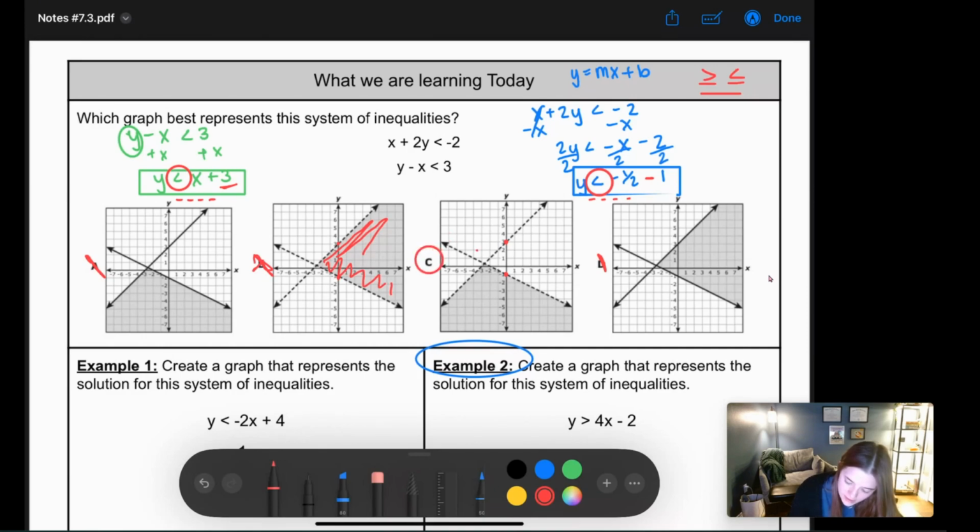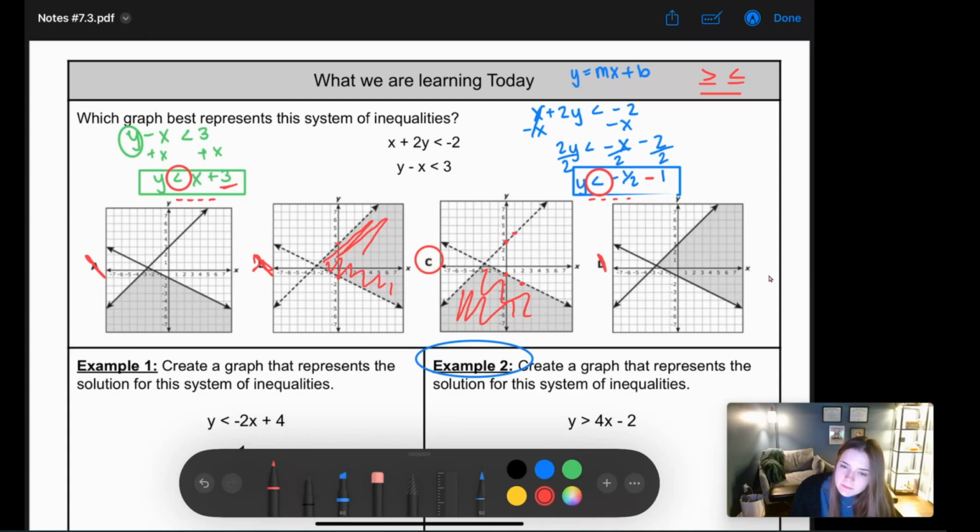Let's see. This line with -1 on it should have shading below. It does. This line with 3 on it should have shading below. It does. The y-intercepts match. We could even check the slope. Does it go down 1/2? It does. I can check the slope on this one. Does it go up 1/1? It does. So C is your best answer choice.